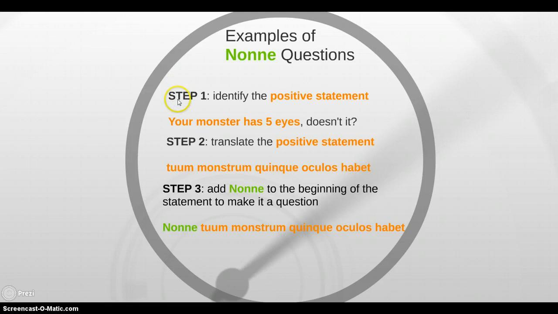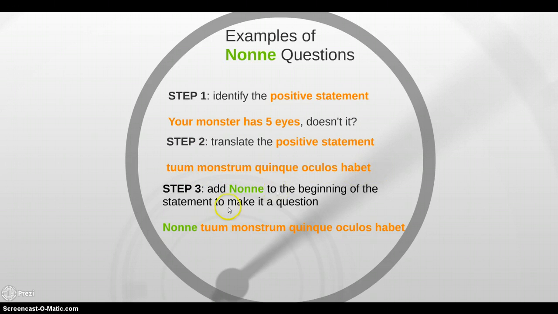Step 1, identify the positive statement. So look at this. Your monster has 5 eyes, doesn't it? If we just pretend "doesn't it" is not there, we have: your monster has 5 eyes. That's just a statement. We're going to take that statement, and in step 2, we're going to translate only that, forgetting "doesn't it." So your monster has 5 eyes is: tuum monstrum quinque oculos habet.